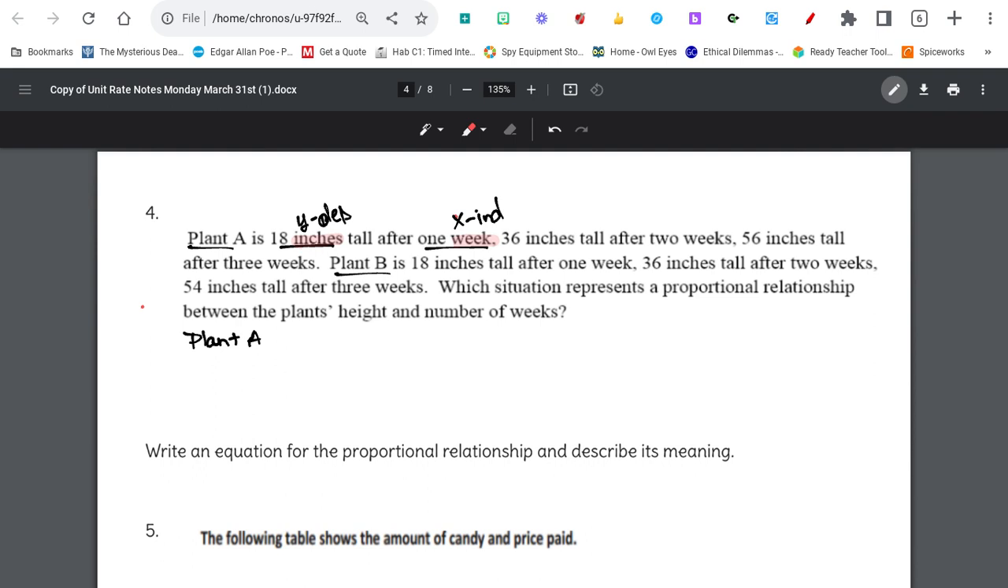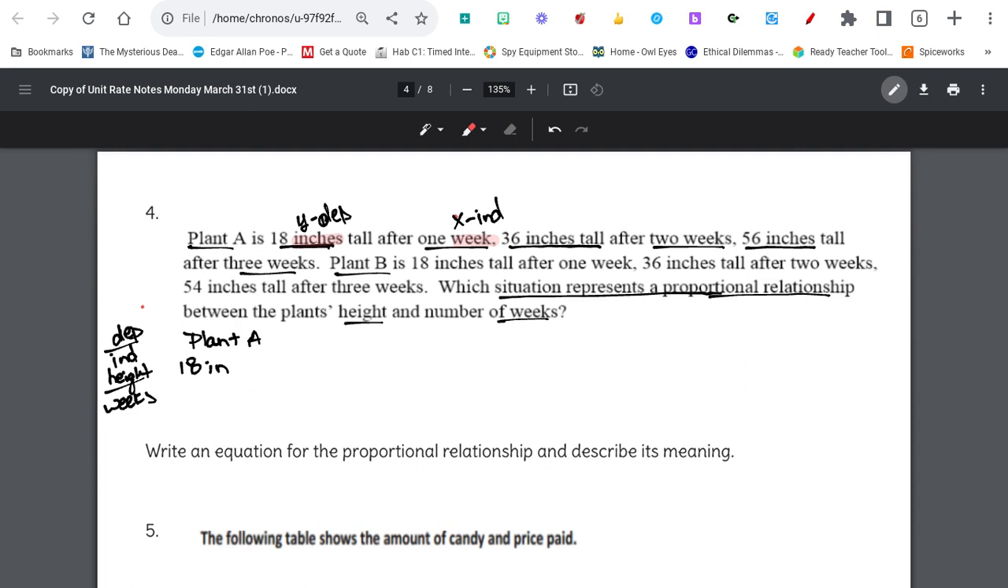Okay. So, and then after it says 36, it's 36 inches tall after 2 weeks. So it's continuing to grow. And it's 56 inches tall after 3 weeks. So I'm going to write this down. It's 18 inches. And I'm going to go ahead and set this up because it's going to ask me which situation represents a proportional relationship between the height and the number of weeks. So I know I'm going to be dividing dependent by independent. I'm going to be dividing the height by the number of weeks.